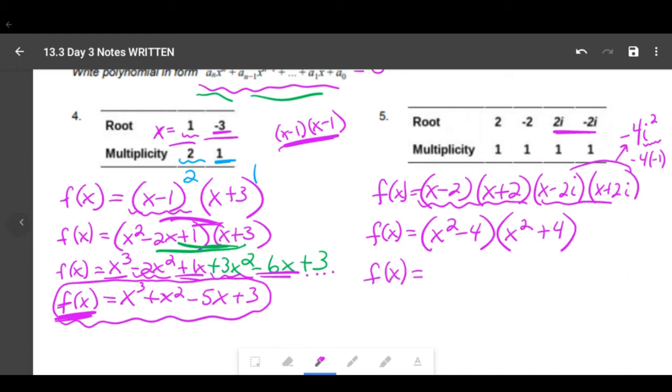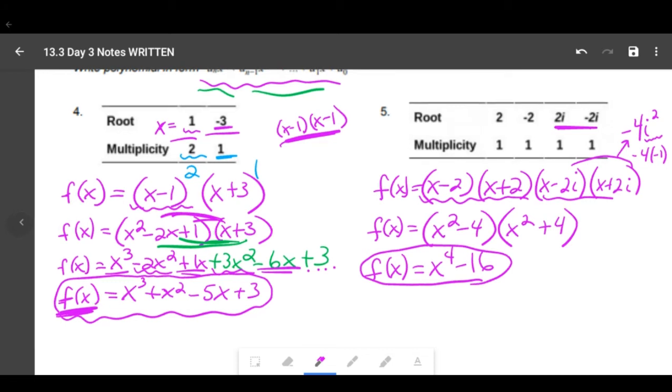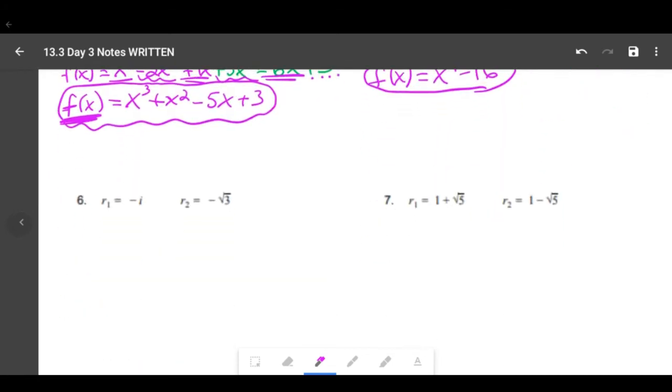So if I do some multiplication, again, I've got a difference of squares going on here. So I'm going to get x to the 4th. The insides cancel, and I'm going to get a minus 16. And that is my particular polynomial for this. Okay? All right. Let's take a look up here at number 6.